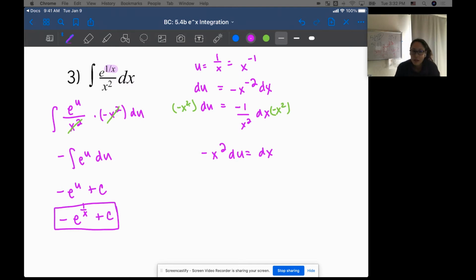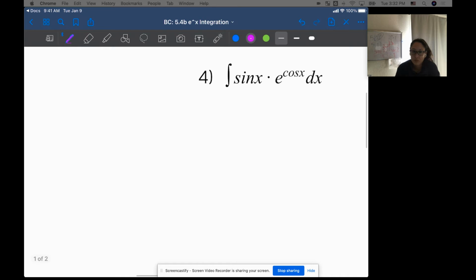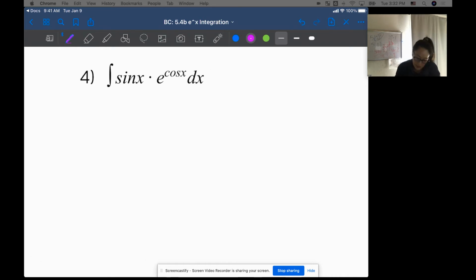Next, the integral of sine x, e to the cosine x. And again, I know how to take the antiderivative of e to the u. So let's try. We might as well just try and make the exponent the u value. So du is equal to negative sine x dx. So dx is equal to du over negative sine x.